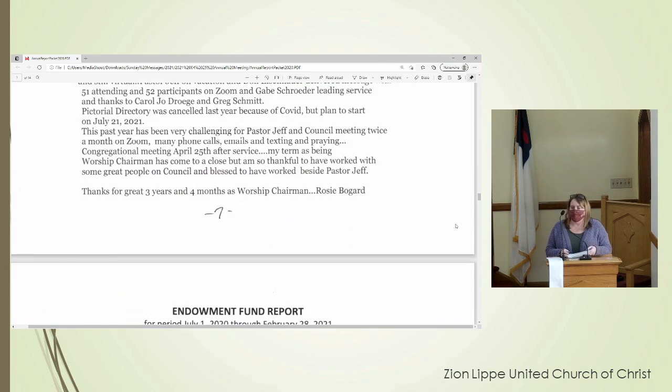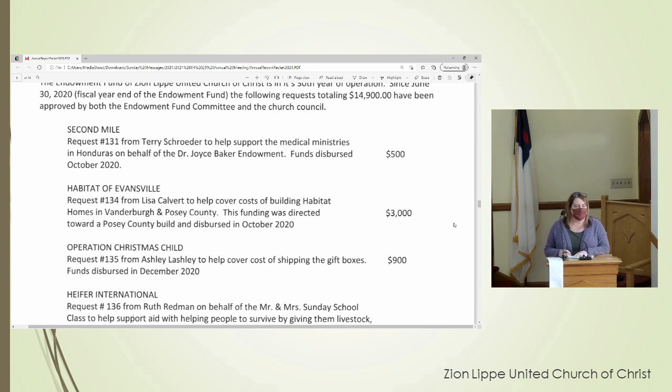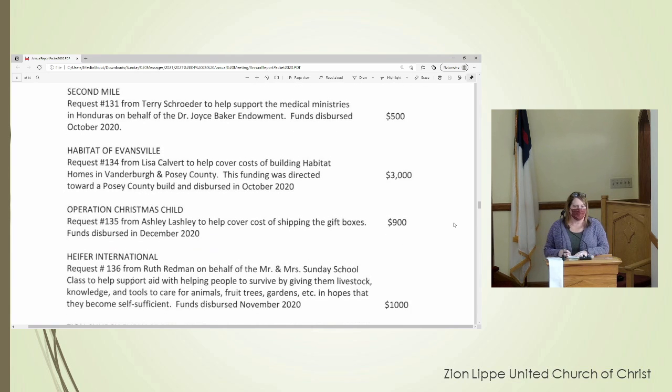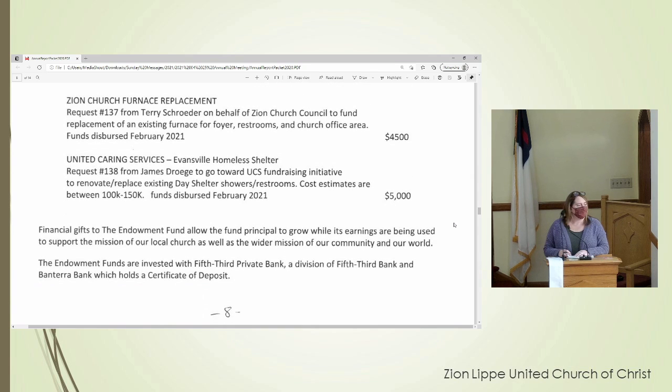Next up will be endowment. Larry, are you going to? Information only. Information only, okay. So the information is in here for endowment. Are there any questions for the endowment? Okay. All right, we'll move right along.